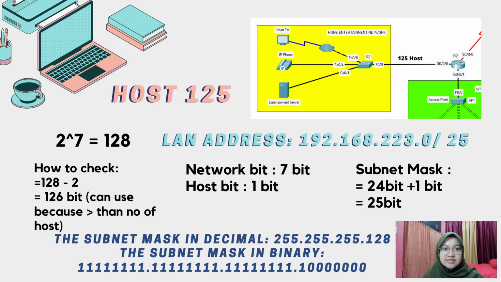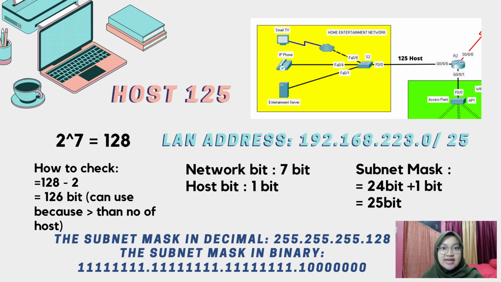To find the host bit, I subtract the network bit, which is 7 bit, from 8 bit, which is the total bit for class C, and get the value of host bit, which is 1 bit. And the subnet mask for the 125 hosts is 24 bit plus the number of host bit, which is 1, and we get the value of 25 bit. So the subnet mask is /25. If the subnet mask is converted into decimal form, we will get the value of 255.255.255.128, and the subnet mask in binary will be like shown at the bottom of the slide.